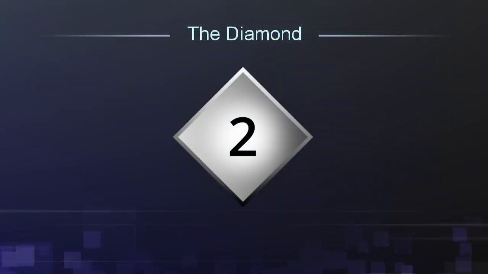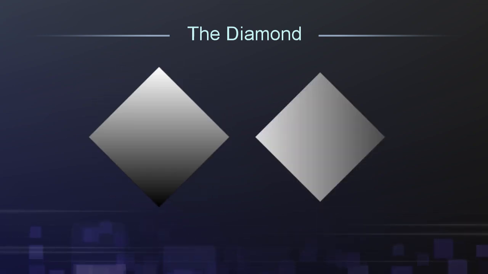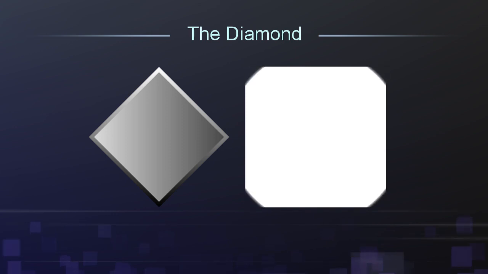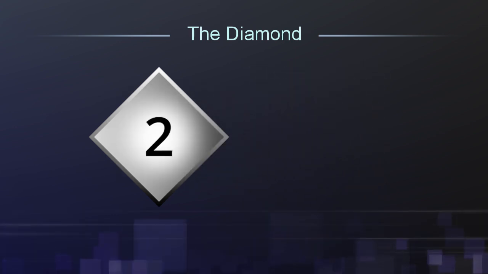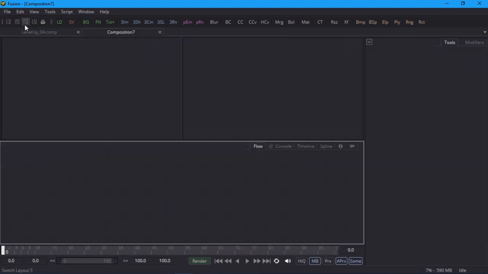We'll build the diamond shape next by layering together four elements. First, a vertical gradient with a mask, then the same again, but slightly smaller so that we get a beveled look, then a soft white circle as a highlight, and finally the text on top. I'll start building this in a new comp for no good reason other than showing off how easy it is to move elements between comps using copy and paste.